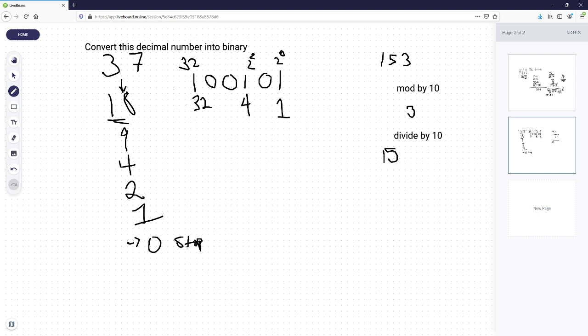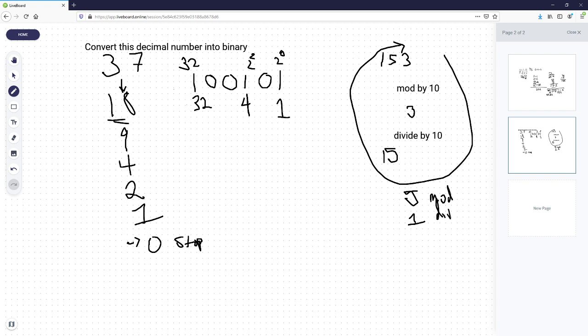And then I can do the same process again. Then I just basically loop through this process. So I mod by 10 again, I get 5, and I divide by 10 again, I get 1. So this is the mod step, and this is the divide step. And then in this case, the last thing I do is I mod by 10, I get 1. I divide by 10, I get 0.